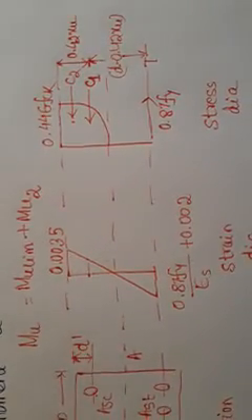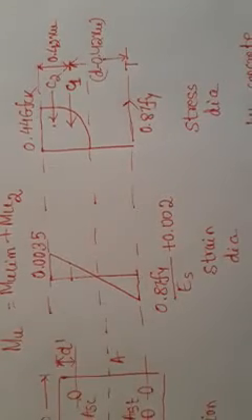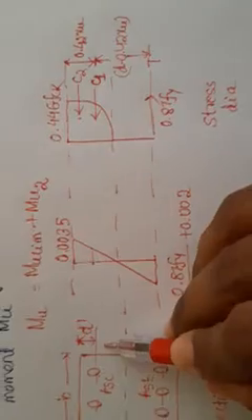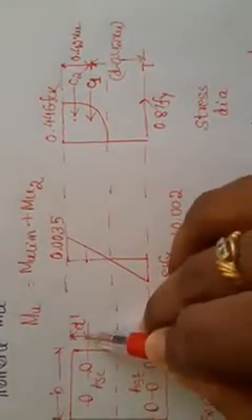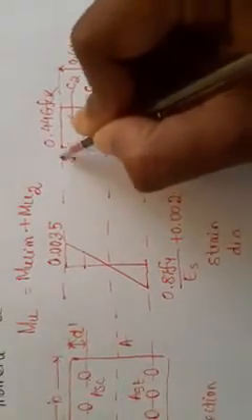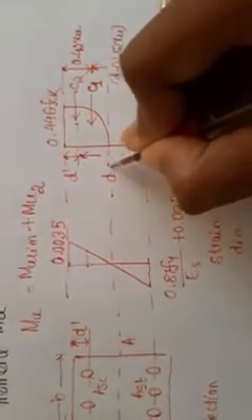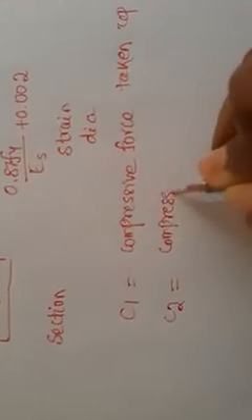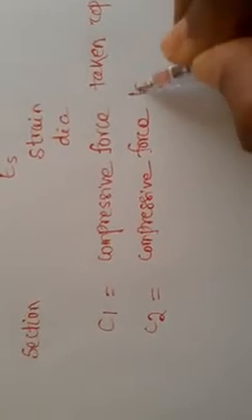The second compressive force is carried by the compression steel. This compression steel is provided at a distance of d dash from the extreme compression fiber, and the lever arm for this force will be d minus d dash. So C1 is the compressive force taken up by the concrete, and C2 is the compressive force taken up by the compression steel.